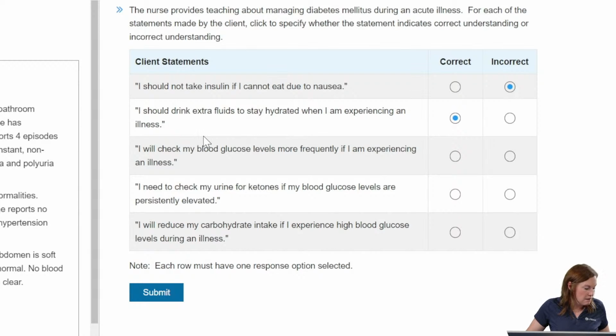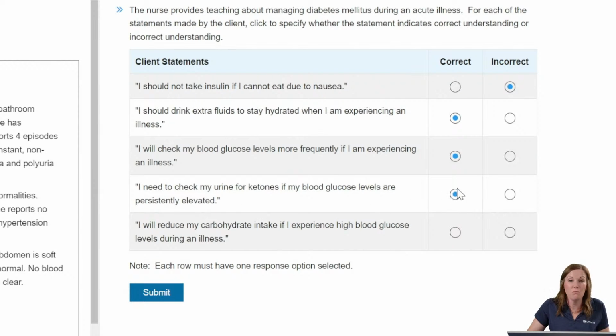And then question 3, I will check my blood glucose levels more frequently if I am experiencing an illness. This is correct. This is a true statement. So again, we just talked about that. Our body's response to stress is to release cortisol, and cortisol is going to increase our glucose levels. So you're typically going to have increased insulin demands when you have an acute illness or a big stress response in our body.